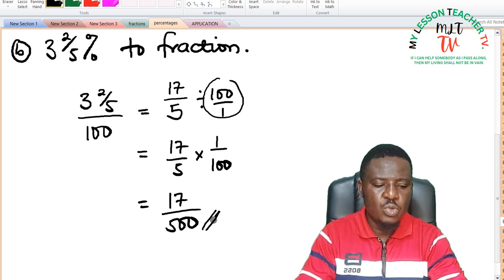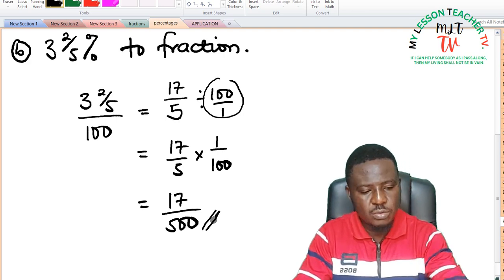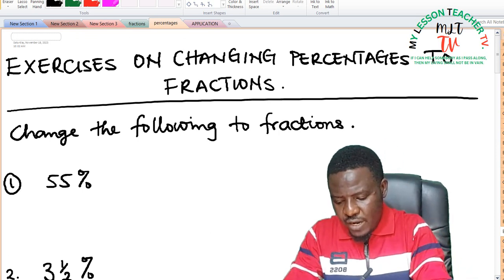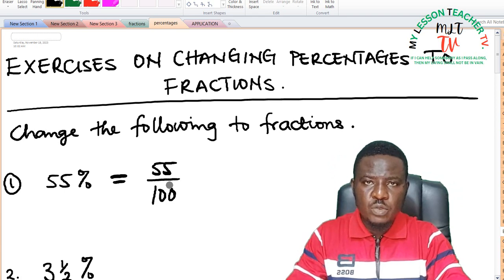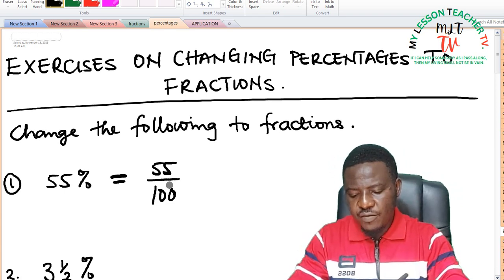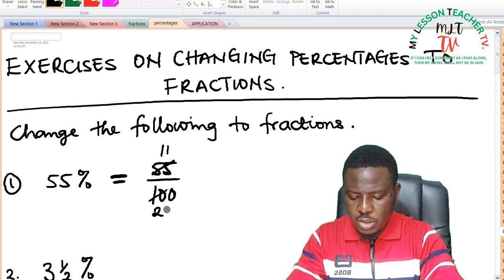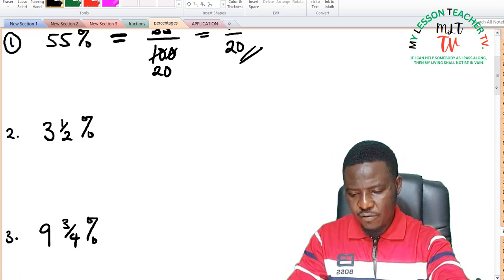We shall now take more exercises on complex percentages to fractions. We are asked to change the following to fractions: 55%. And I told you that 55% can be expressed as 55 divided by 100. Both of them are multiples of 5, so 5 can divide 55 and 100. 5 into 55 is 11 times. 5 into 10 is 2 times. And 5 into 0 is 0. This is equal to 11 divided by 20. And this is the lowest, as no other factor can divide.